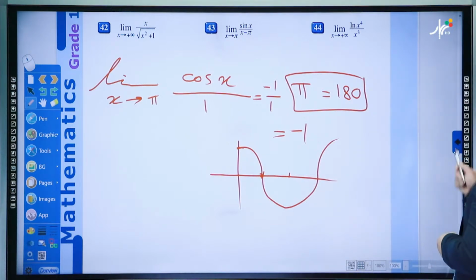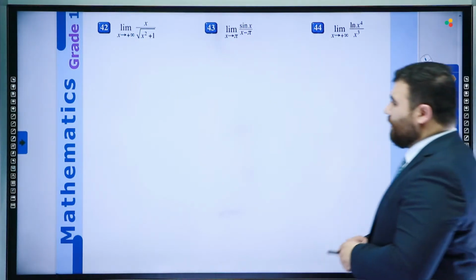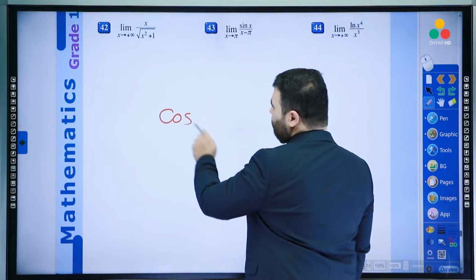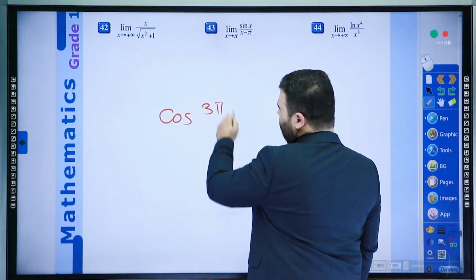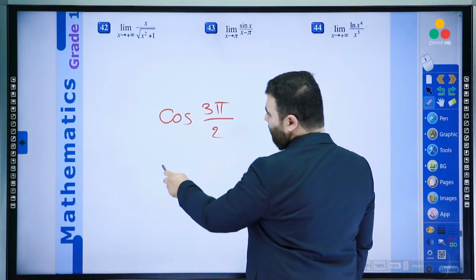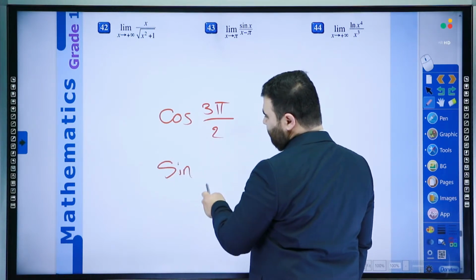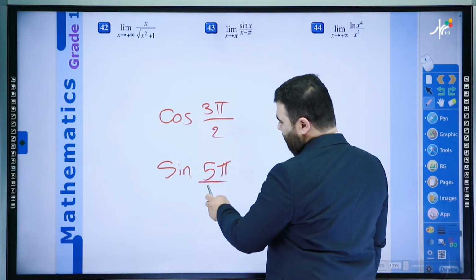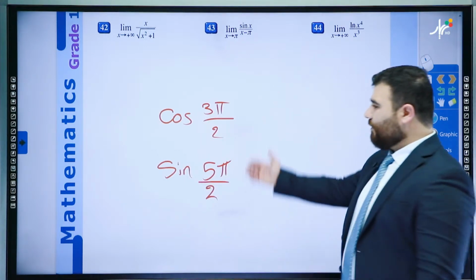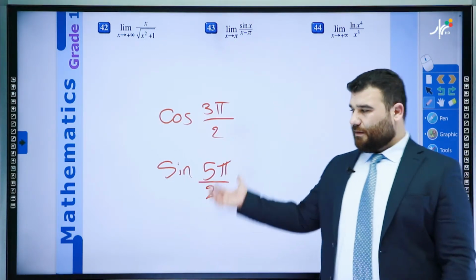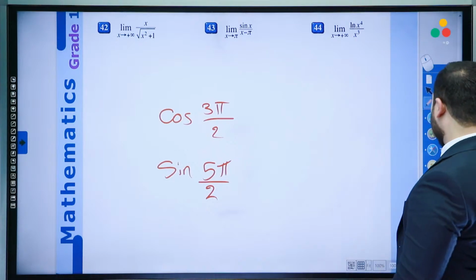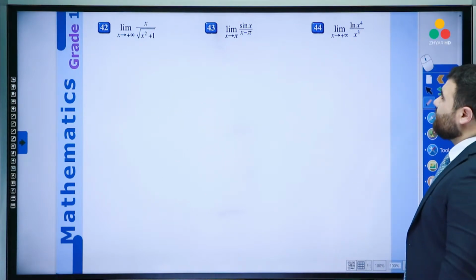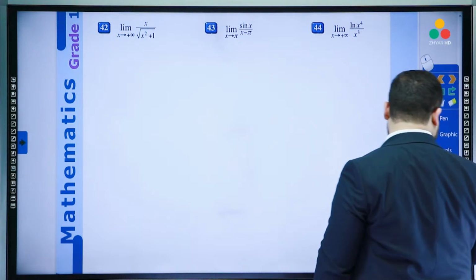Now I have a homework for you. On the calculator, how can you calculate cosine 3 pi over 2? And how can you calculate sine 5 pi over 2? How can you do these by calculator? Then this is your homework. Question 43 done. Now let's do question 44. This is the last question of this session.